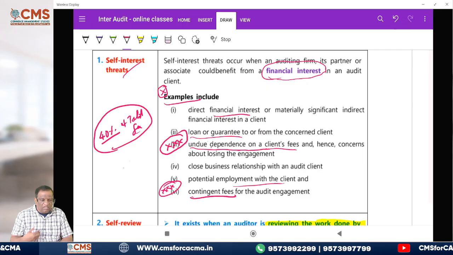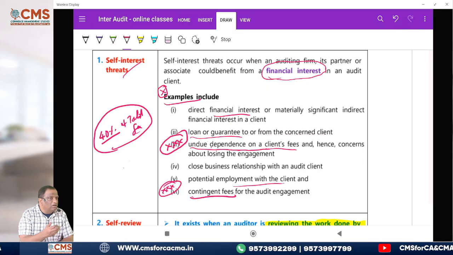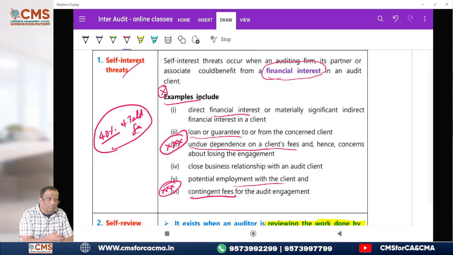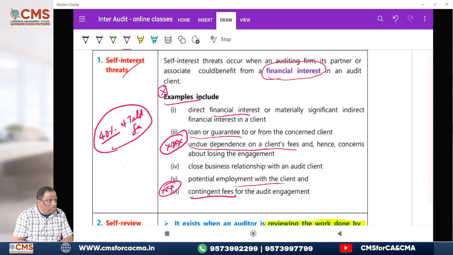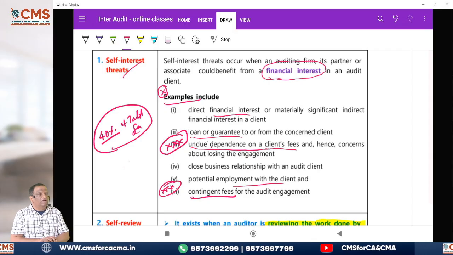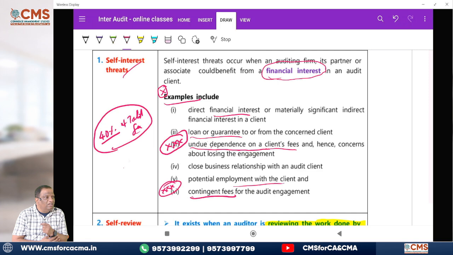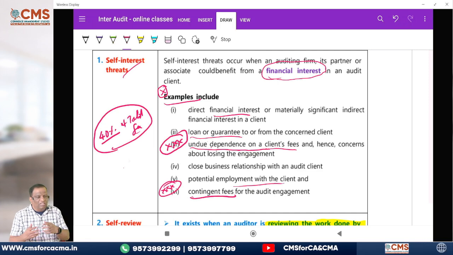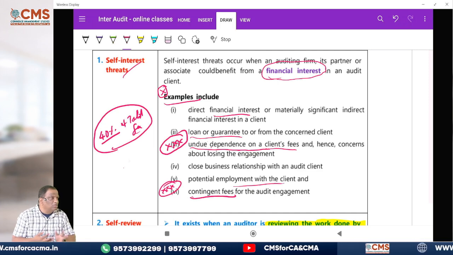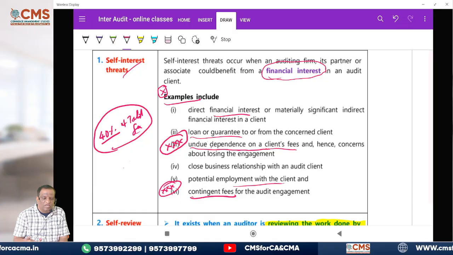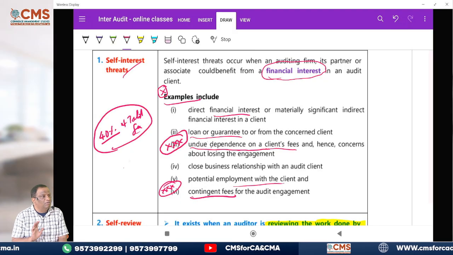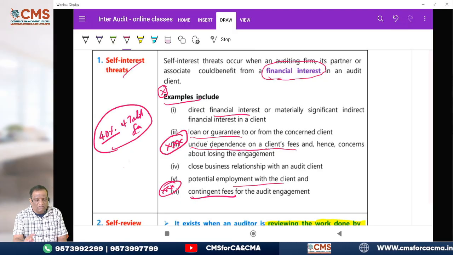So likewise, can an auditor also link his audit fees to a percentage of profit or a percentage of revenue? The answer is no. He cannot take it. Then what will happen? If my audit fee is linked to the profit, then more than the client, I want him to have more profit so that I get more audit revenue. So that's why contingent fees are not permitted.